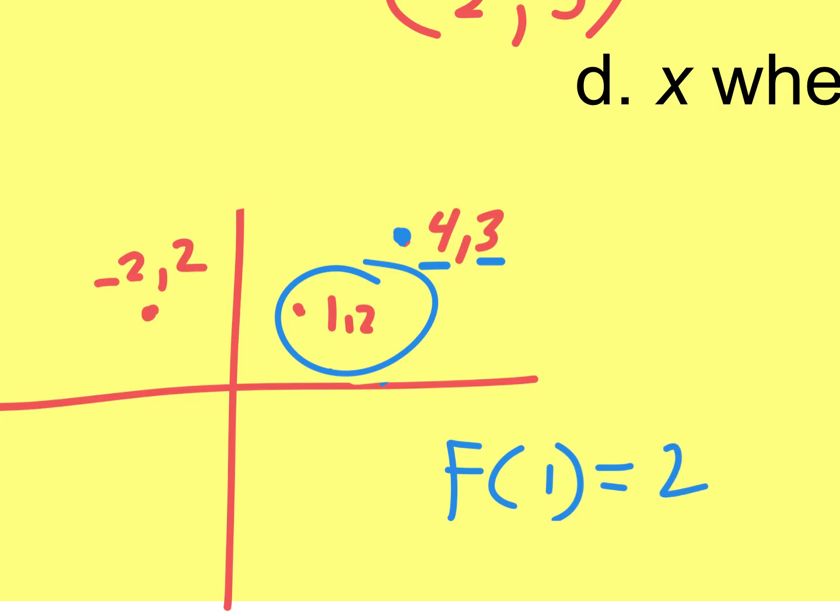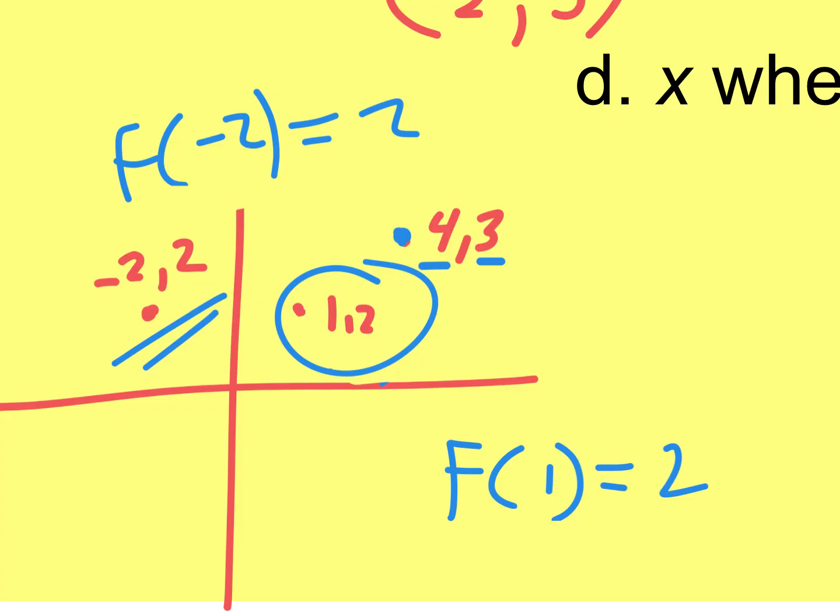See what I mean? Or if I said, what's f of -2? You see it? Yeah, it's sitting right here. -2 would be 2. Okay. All right, now back to these.